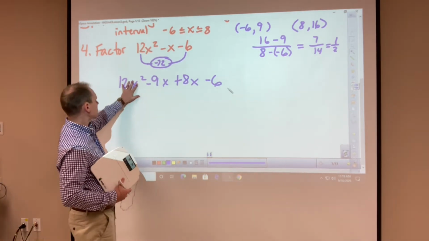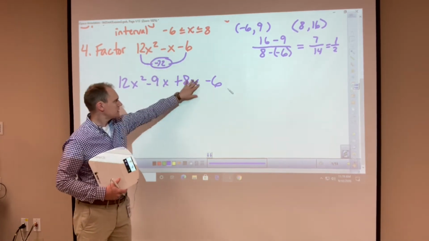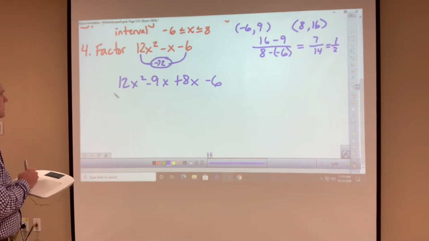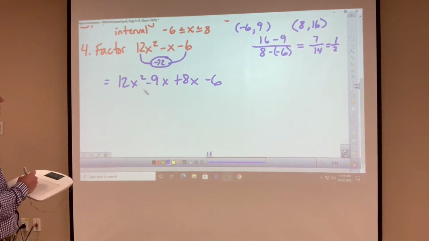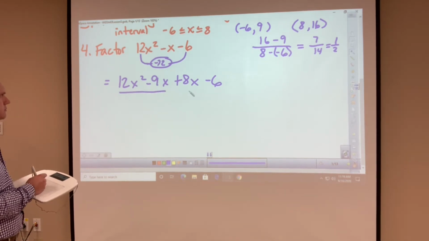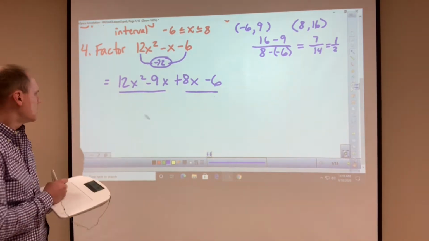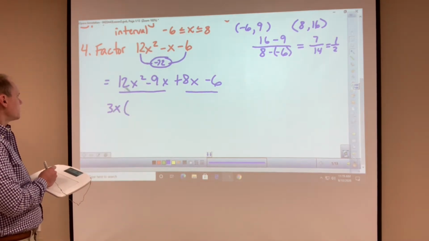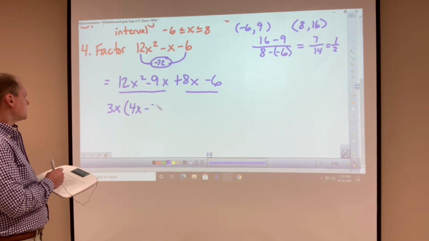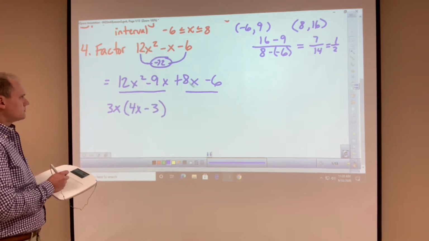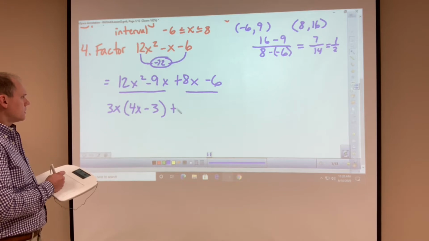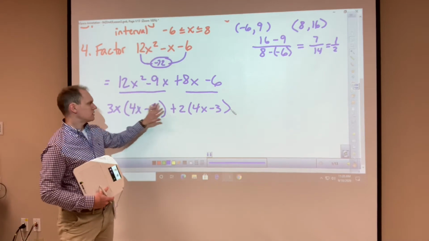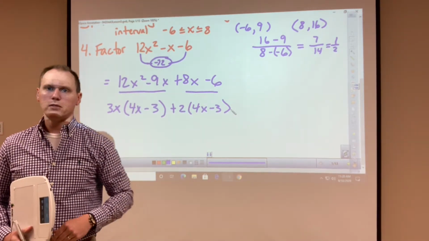All right, so we still have 12x squared minus 1x minus 6. We haven't changed it, we've just rewritten it in this way so that we can group the first two terms and the last two terms and factor out what we can from each. So we can factor out a 3x from the first two terms, leaving us with, let's see, 4x minus 3. Then we can factor out a 2 here, leaving us with 4x minus 3. Again, a great indication that we're on the right track here is that what's in parentheses match.